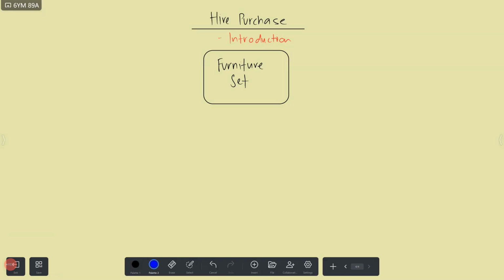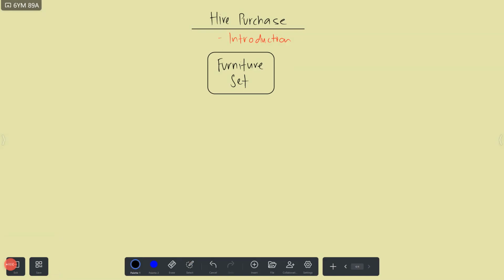This video is going to explain a little bit on hire purchase. This is an introduction of how hire purchase works. I'll try to explain with as much detail as I can. What you see here is just an item that can be purchased on hire purchase.